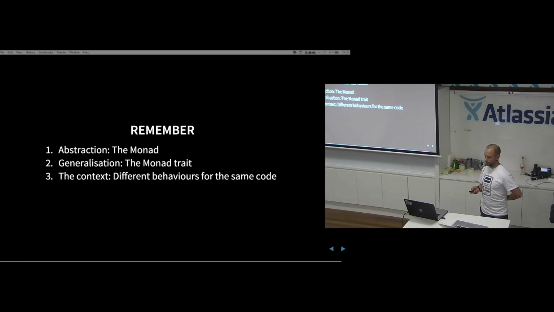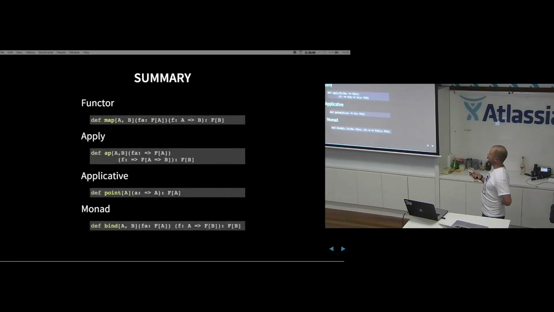So in summary, a functor lets you take a function from a to b and change that to a function which takes an f of a and returns an f of b. Apply takes a context which contains a function and applies it to a value in a context. A point applicative lets you just take a value and put it into a context. And bind or flat map allows you to take a value which is in a context and apply it to a function that takes a value and returns a value in a context.